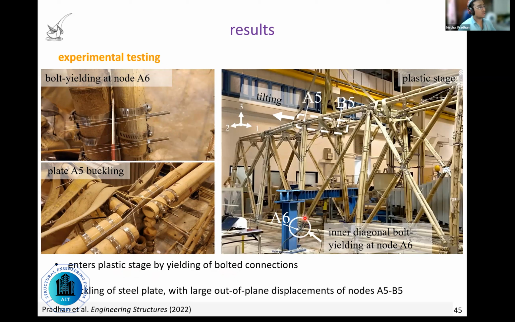As we load the structure, the plate at A5 buckles, and upon buckling of plate A5, we can see out of plane deformation of the top nodes A5 and B5. You can see how the plates have buckled here.